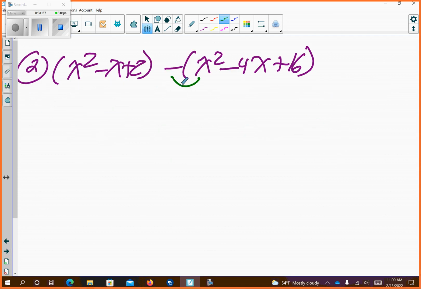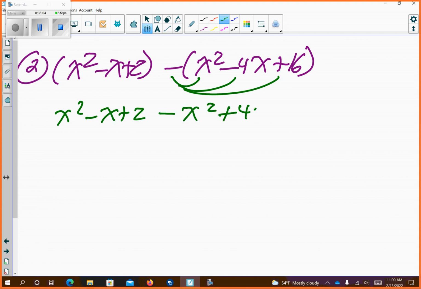Because you have a negative sign here, that negative sign needs to go to all of those. These signs stay the same, but make sure you realize these signs change because it's subtraction. Then combine like terms. So those cancel.